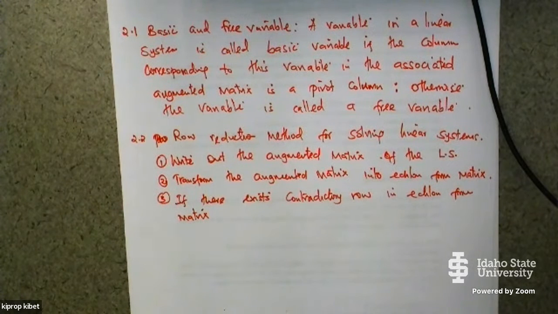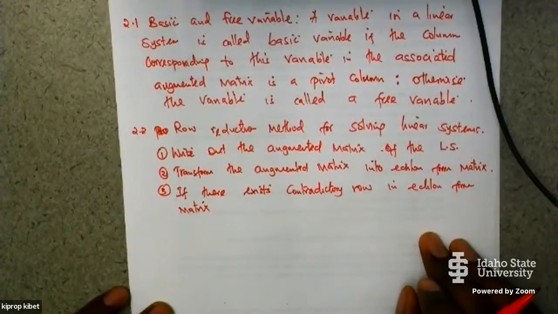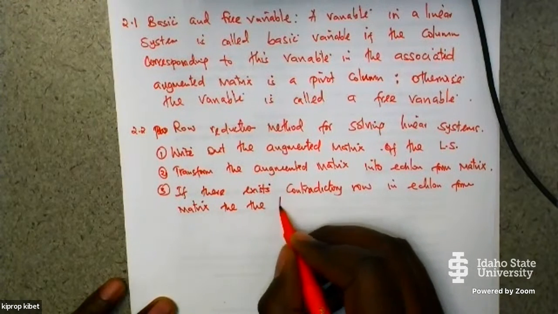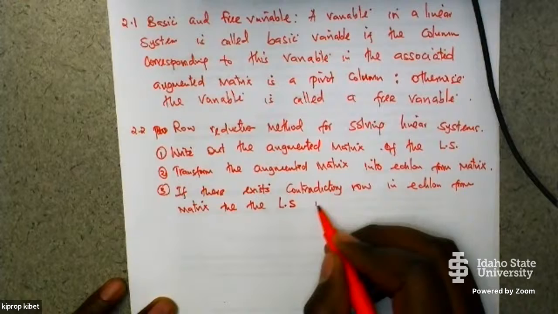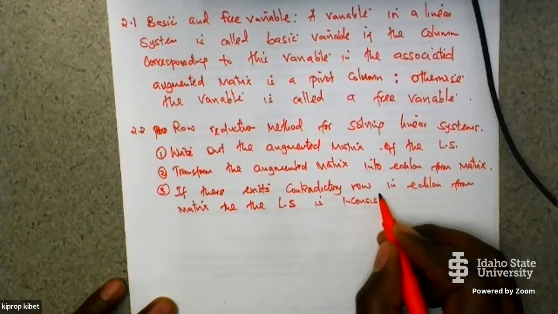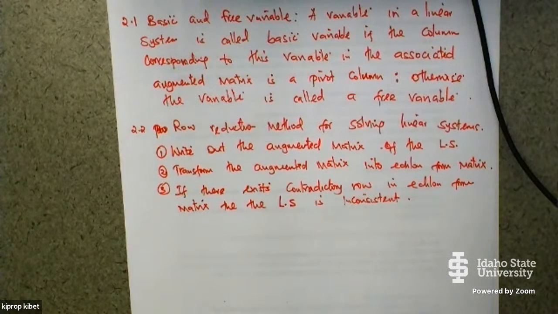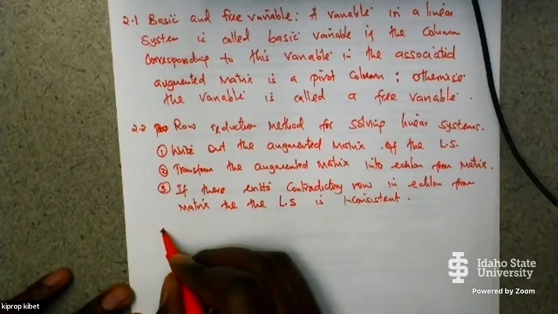So if you find the contradictory row, then the linear system is inconsistent. Otherwise, you will not continue from there. If the linear system is inconsistent, then you cannot get a solution of that linear system. If there is no contradictory row, then you can continue from there.